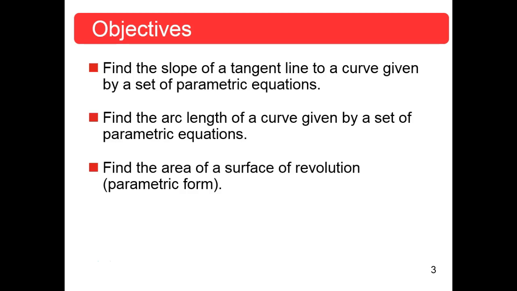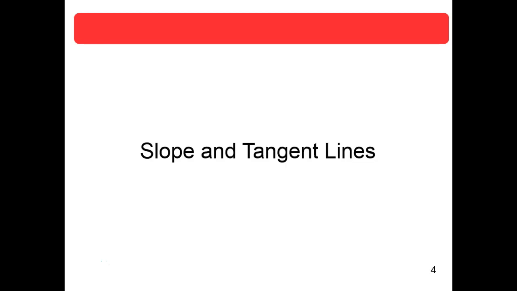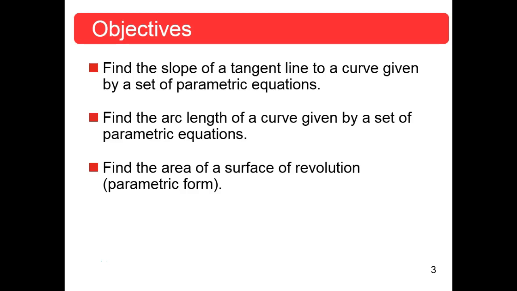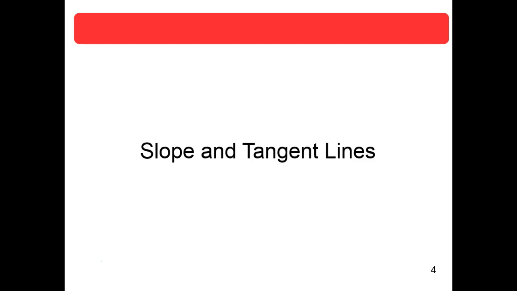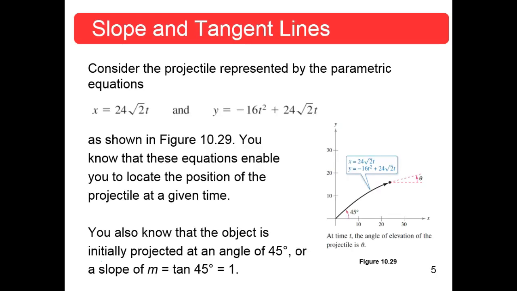Find the slope of a tangent line to a curve given not by an equation y as a function of x, but by parametric equations. Find the slope of a tangent line. Find the arc length of a curve given by a set of parametric equations, and find the area of the surface of revolution in parametric form. Okay? We've done all those problems before in Cal 2 probably. Now we'll do them in Cal 3 on parametric equations. So let's start with slope and tangent lines.